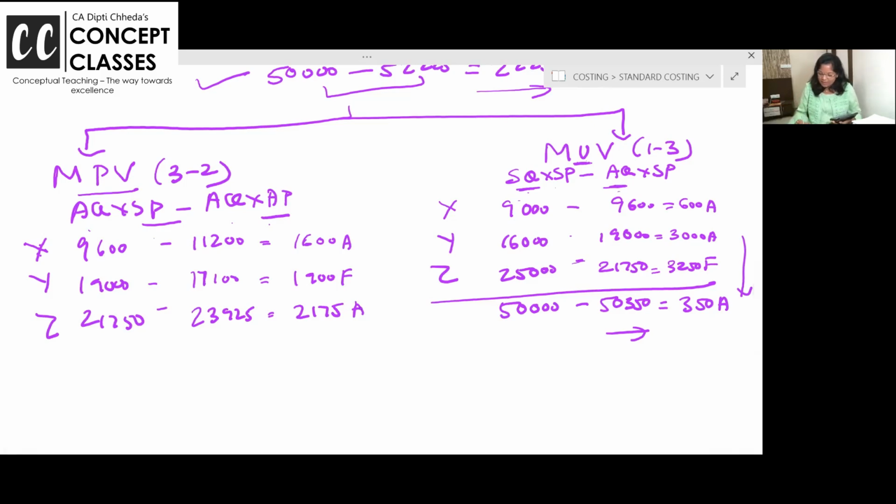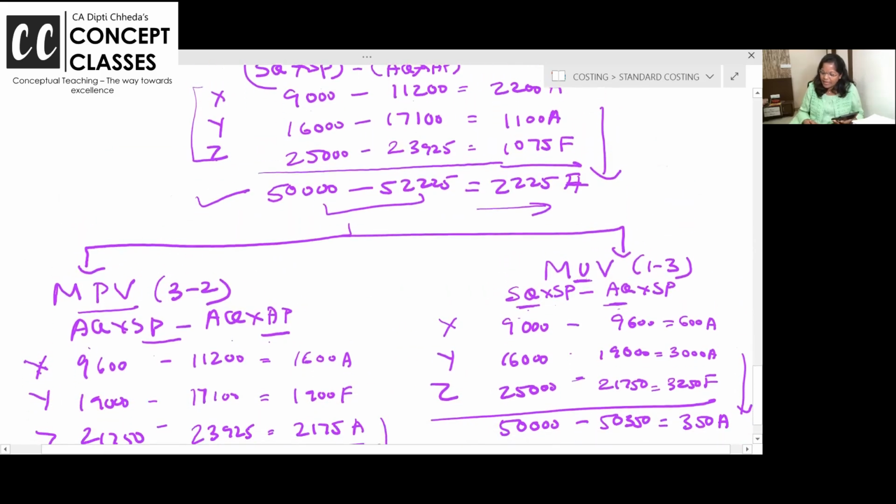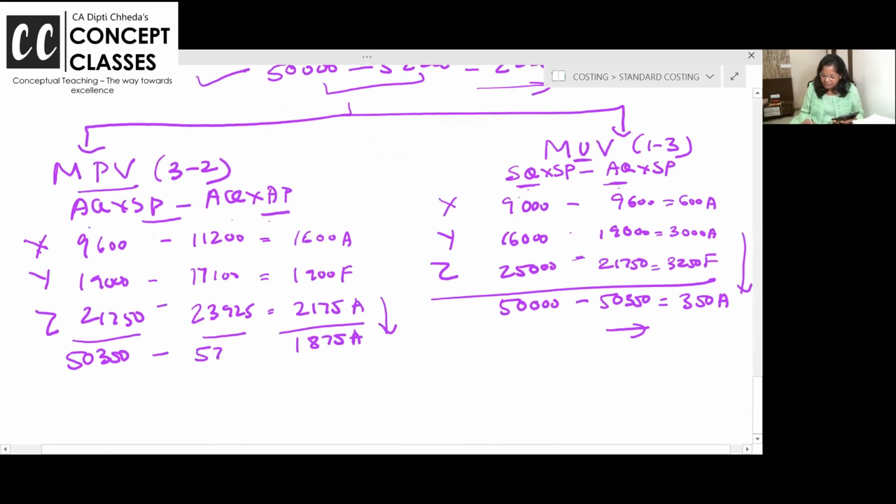Price variance, 1,875 adverse. ये तो ऐसे आ रहा है. अब ऐसे टैली करके देखो. थर्ड का टोटल कितना है? 50,350. सेकंड का टोटल कितना है? एक्चुअल क्वांटिटी, एक्चुअल प्राइस, 52,225. करके देखो. 50,350 minus 52,225, 1,875. Wonderful.